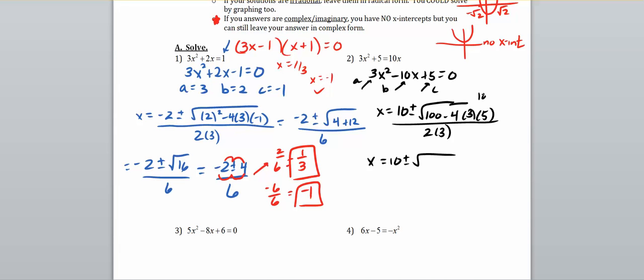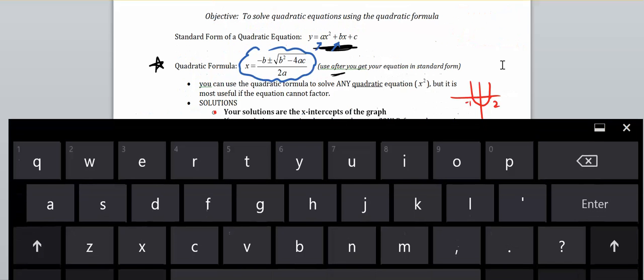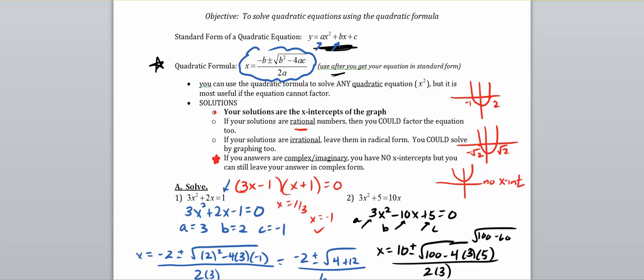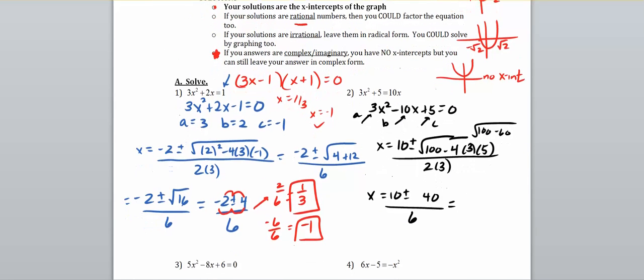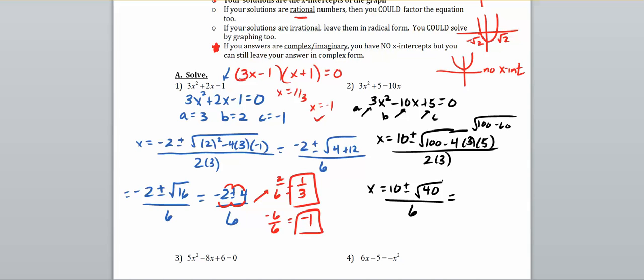So underneath the radical, I'm really doing 100 minus 60. So that would be the square root of 40. And my denominator, 2 times 3, would give me 6. Now, 40 is not a perfect square, but I can still take the square root of it. Let's scroll down. I have the square root of 40. I can still break up radical 40.